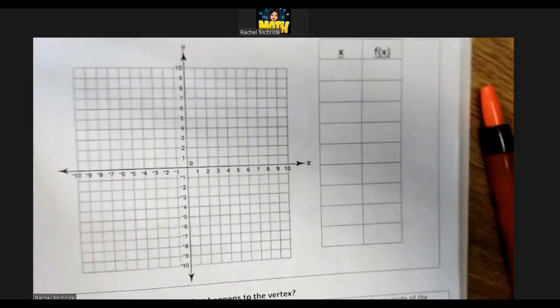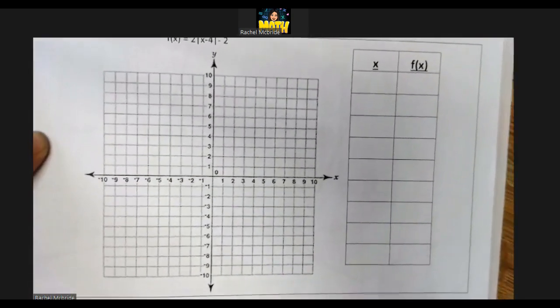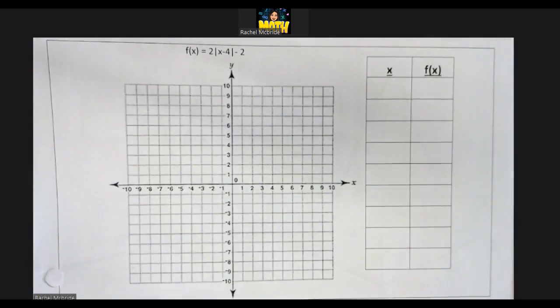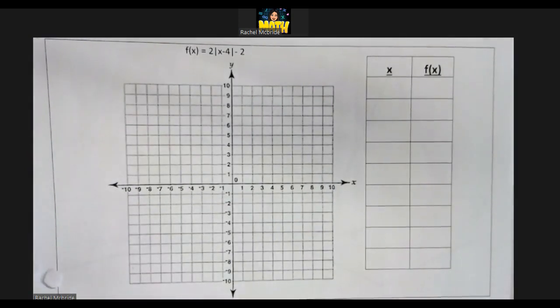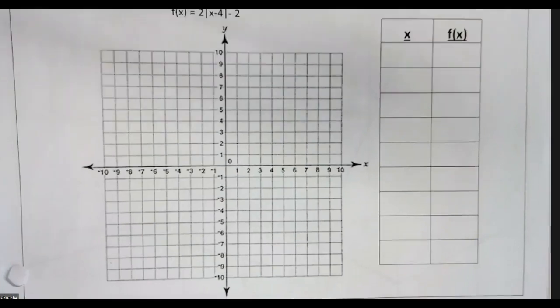All right, so let's do one last review together as a group. So once again, we have a graph that has multiple transformations. And my goal was to actually have you guys write on there, but for whatever reason, the Zoom is not allowing writing. Maybe I'll leave and come back.